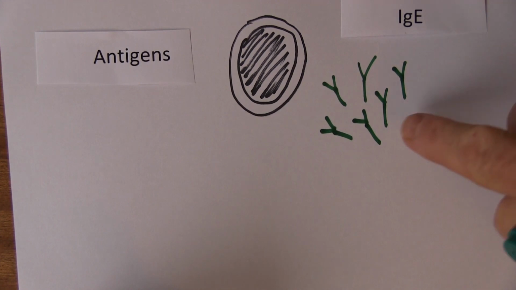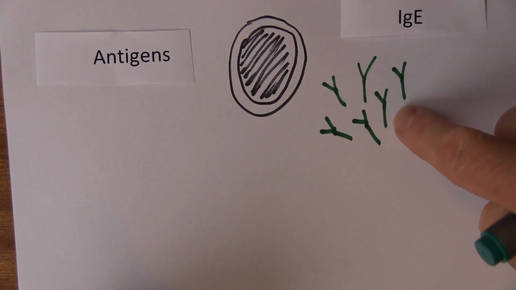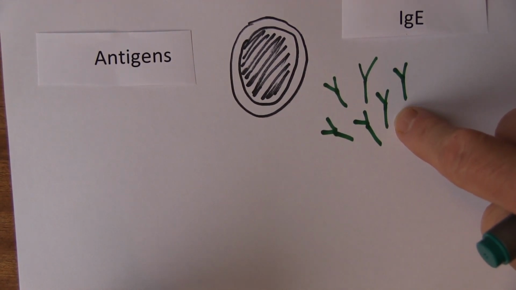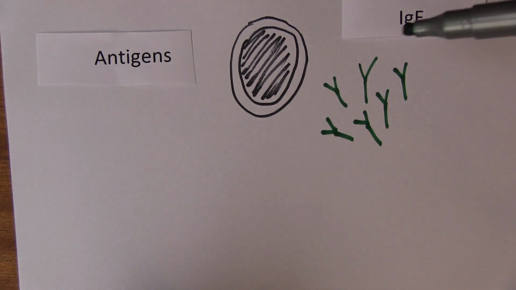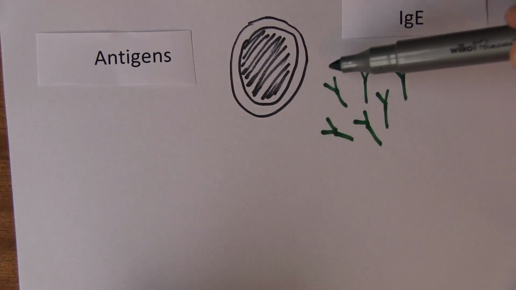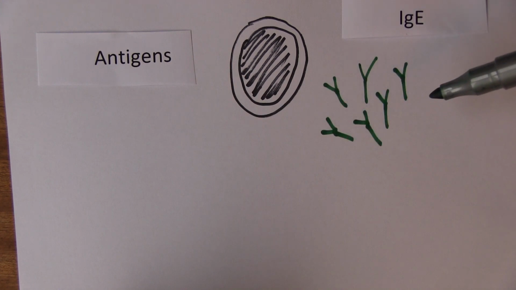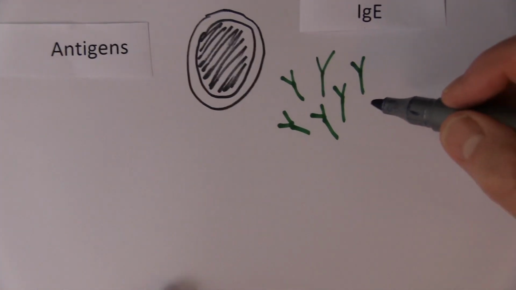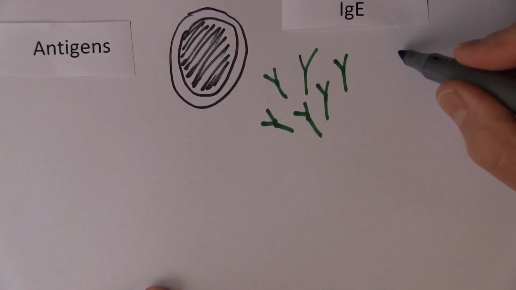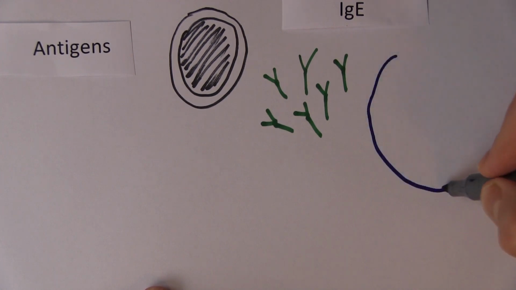So now we have antibodies to peanuts, which we don't want. Now these will only stay in the body fluids for a relatively short period of time. But throughout the body we have another type of cell that I'll draw in blue called mast cells. So in the body we have these mast cells.